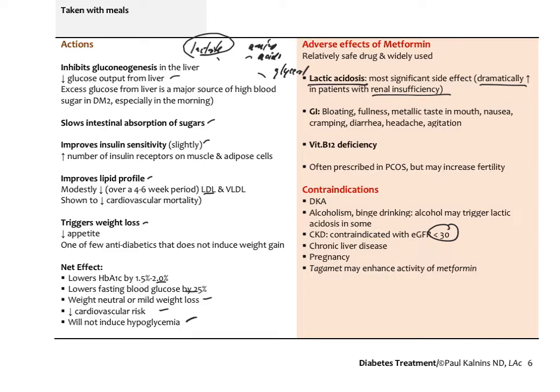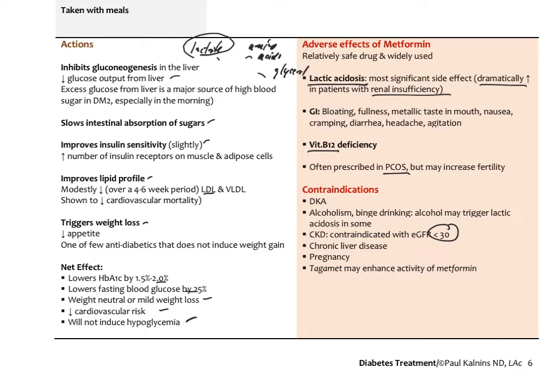In the GI system, we sometimes see bloating, fullness, metallic taste in the mouth, nausea, diarrhea, etc. Metformin is associated with causing vitamin B12 deficiency. So we sometimes give vitamin B12 supplements alongside of metformin. And we see it prescribed in many insulin-resistant states. So even if a person's not diabetic, it's being used for insulin resistance. For example, in certain forms of PCOS, we have insulin resistance, and that can decrease fertility. So if you use metformin, fertility would increase.